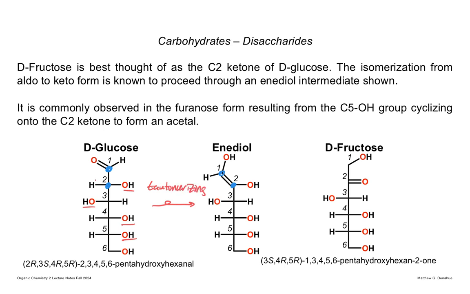So the H that I'm circling on carbon 2 in glucose ends up on the OH in the ene diol. And that just basically means there's an alkene. And then the diol just means from carbons 1 and 2, they're alcohols.